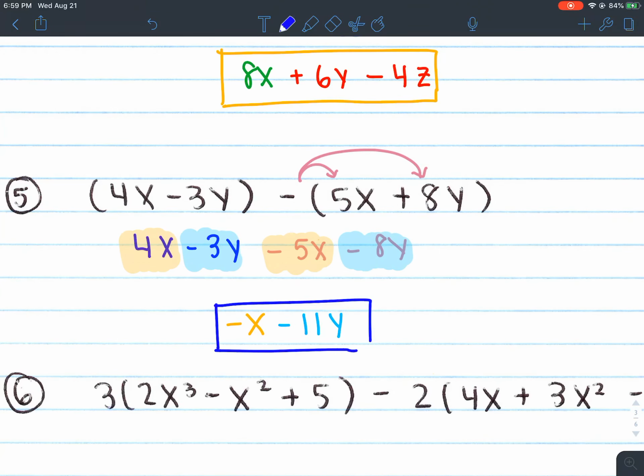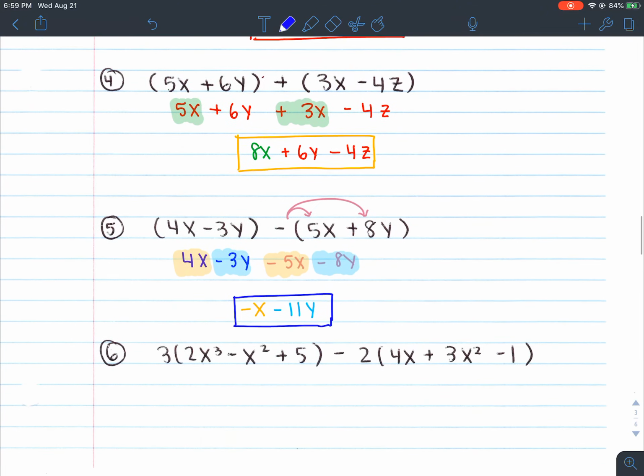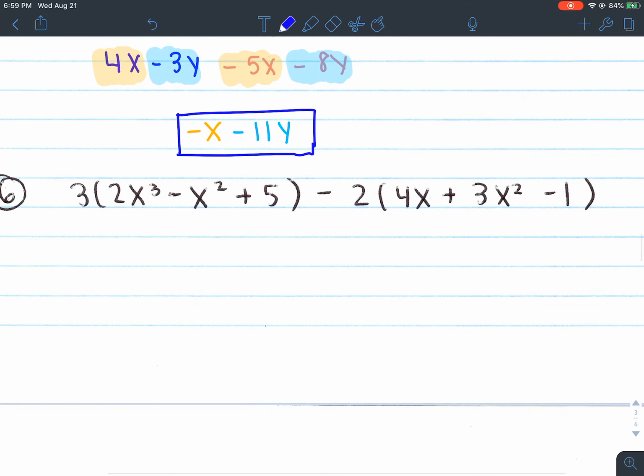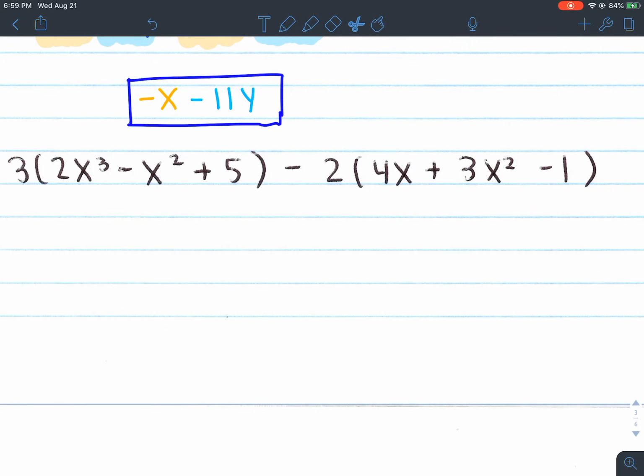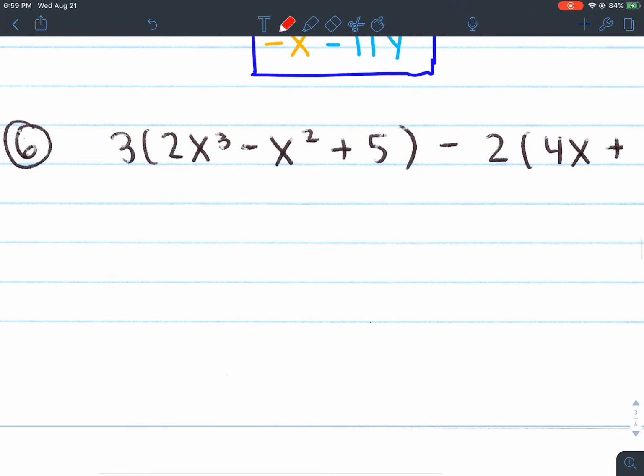So hopefully you feel comfortable with this. Again, we're just doing the same thing over and over: distributing and then combining like terms. All right, 6 is a little different because we actually have a number in front of our parentheses other than 1 and negative 1. So regardless, I still have to distribute.